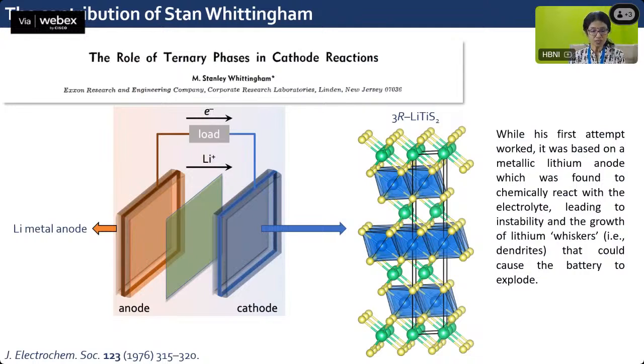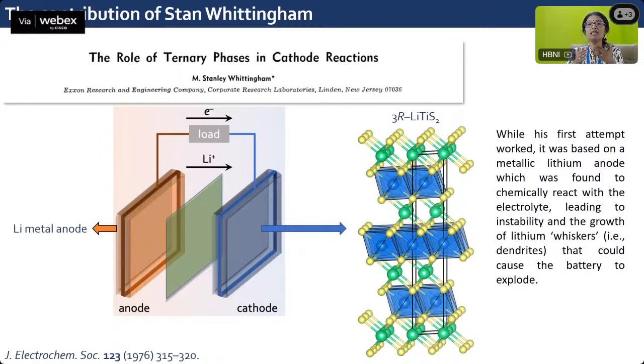So he came out with this very important paper in the Journal of Electrochemical Society way back in 1976. It was the role of ternary phases in cathode reactions. What he showed is that lithium metal can be shuttled between a cathode and anode. In this case, he used a titanium sulfide cathode, and lithium metal was used as the anode. This first attempt worked because it was based on a metallic lithium anode, which was found to be chemically reacting with the electrolyte, leading to.